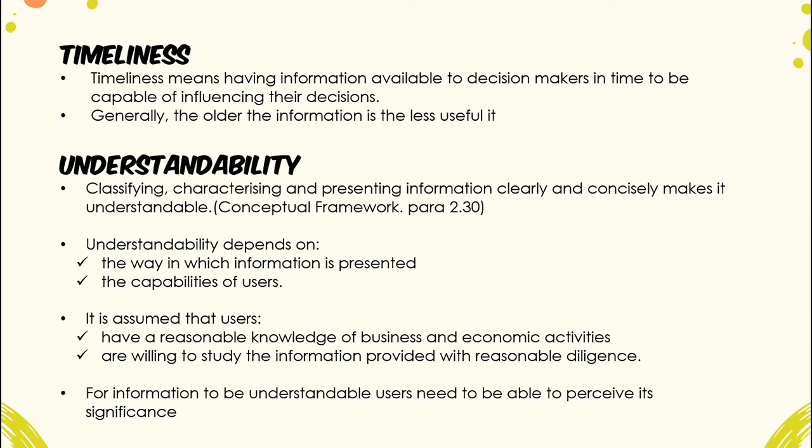And lastly, understandability. Classifying, characterizing and presenting information clearly and concisely makes it understandable. It depends on the way in which information is presented and the capabilities of users. It is assumed that users have a reasonable knowledge of business and economic activities and are willing to study the information provided with reasonable diligence. For information to be understandable, users need to be able to perceive its significance.